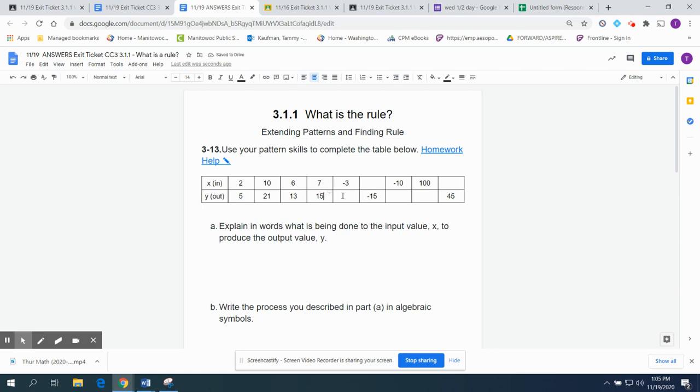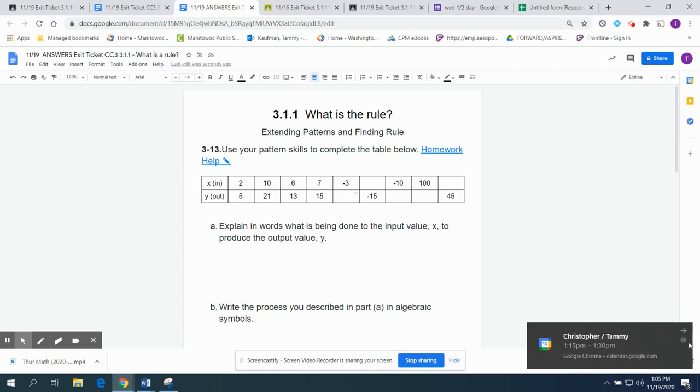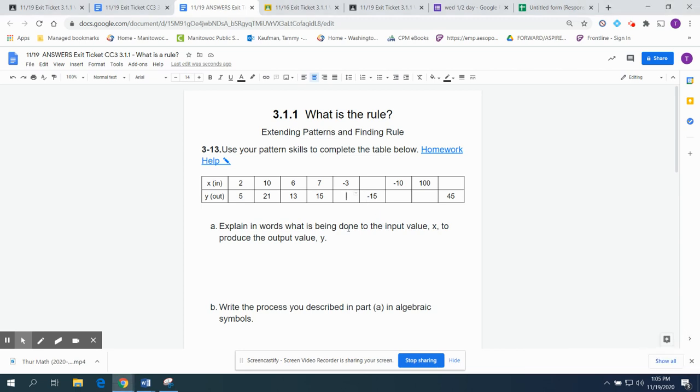And look at it, it's growing by 1. And then I get to negative 3. Negative 3 times 2 is negative 6. Negative 6 plus 1, though, is actually negative 5. Feel free to use a calculator with that one. I'm going to keep going with the ones that are going forward. Negative 10 times 2 is negative 20. But negative 20 plus 1 is negative 19. And 100 times 2 is 200, plus 1 is 201.